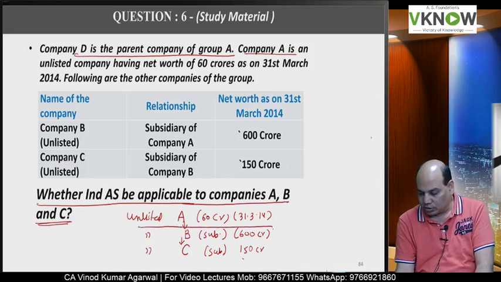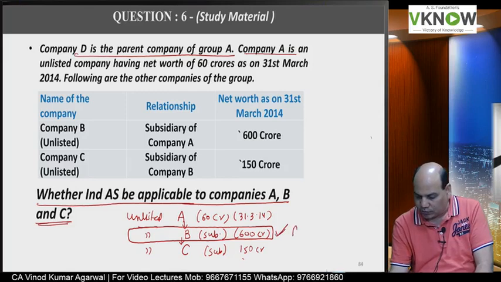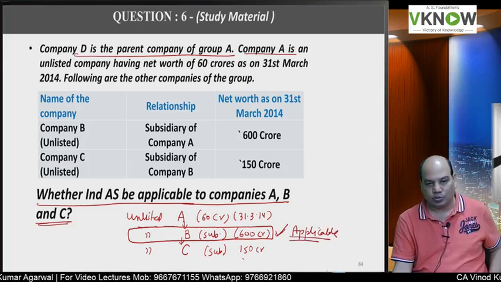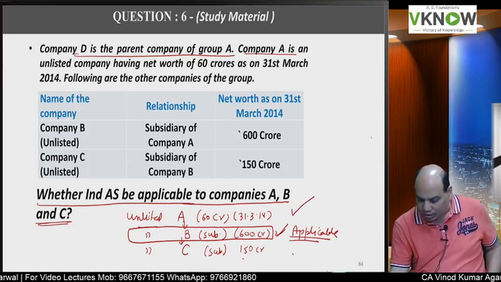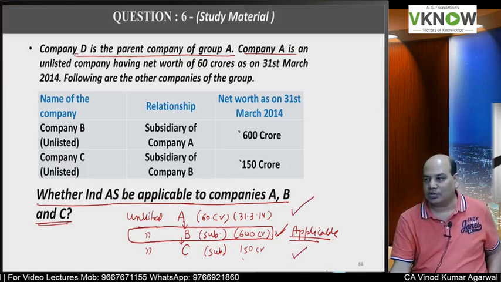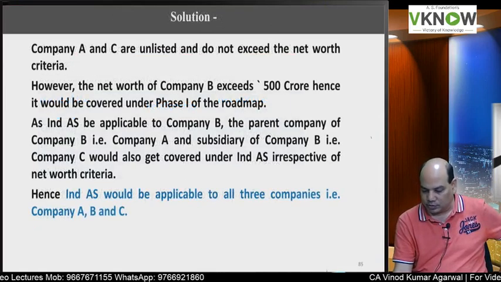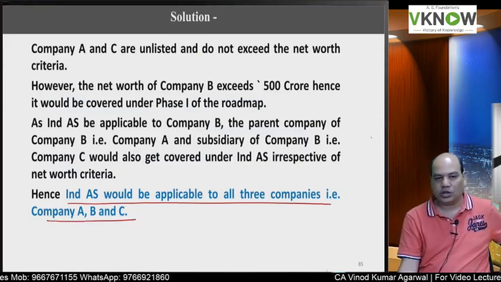So look at the question. B is a company whose net worth is more than 500 crore, so Ind AS is applicable to B. Once Ind AS is applicable to B, its parent company A and its subsidiary company C will also follow Ind AS. Is it right? So the answer is Ind AS would be applicable to all three companies.